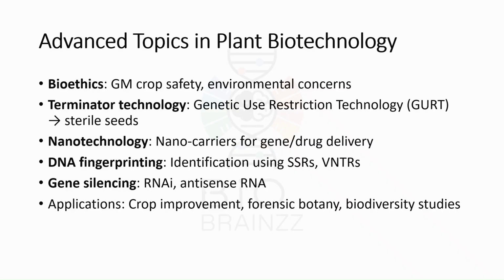DNA fingerprinting utilizes molecular markers like SSRs and VNTRs for identification and genetic analysis. Gene silencing techniques such as RNAi and antisense RNA regulate gene expression by inhibiting translation. Collectively, these approaches contribute to crop improvement, biodiversity conservation, and forensic applications.